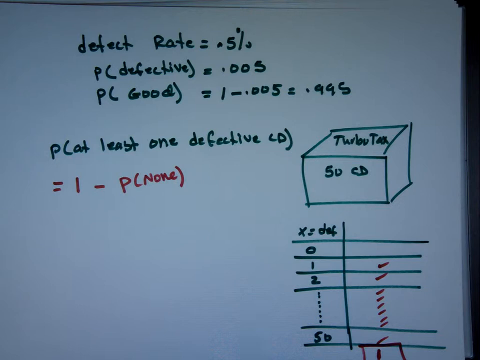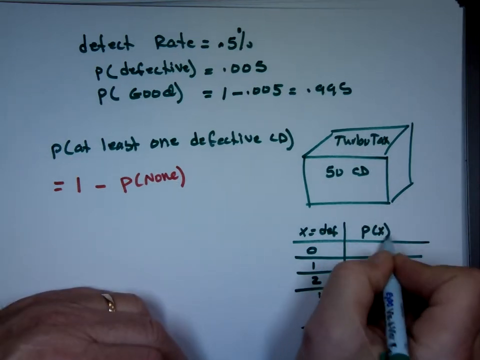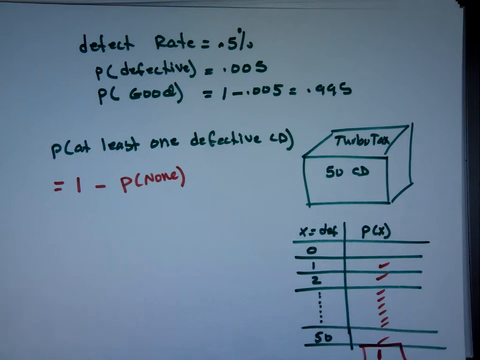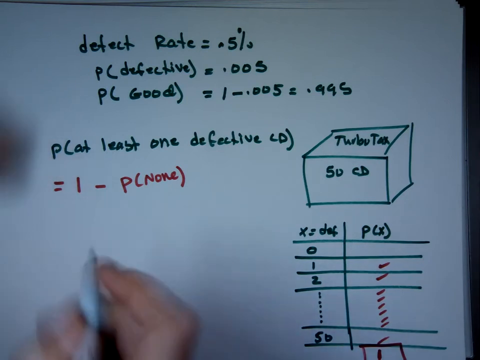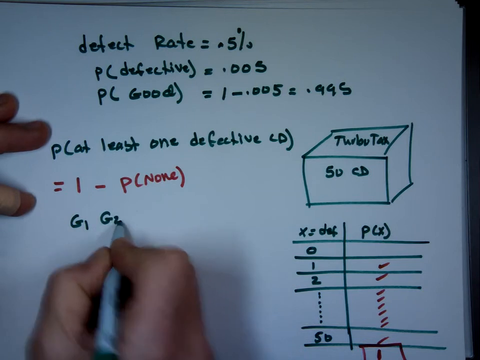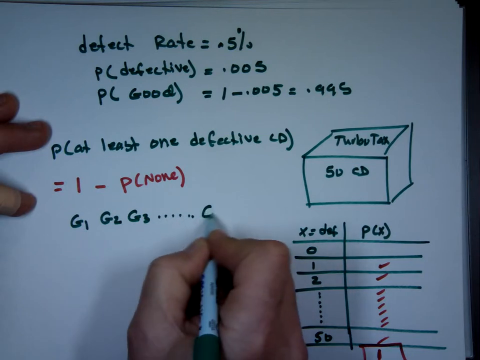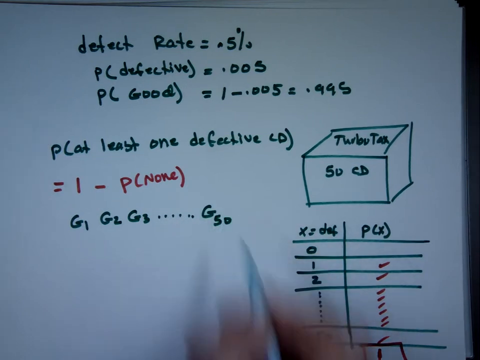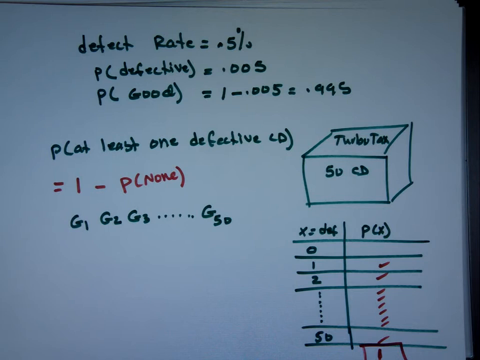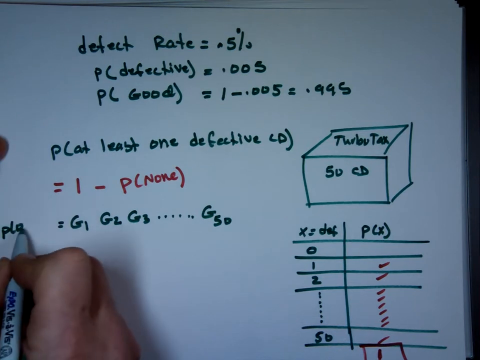What's the chance none of the CDs are defective? Well, none of them are defective. That means what? The first CD was good. The second CD was good. The third one is good, all the way to the 50th one is good. This is 0 defects, or none.